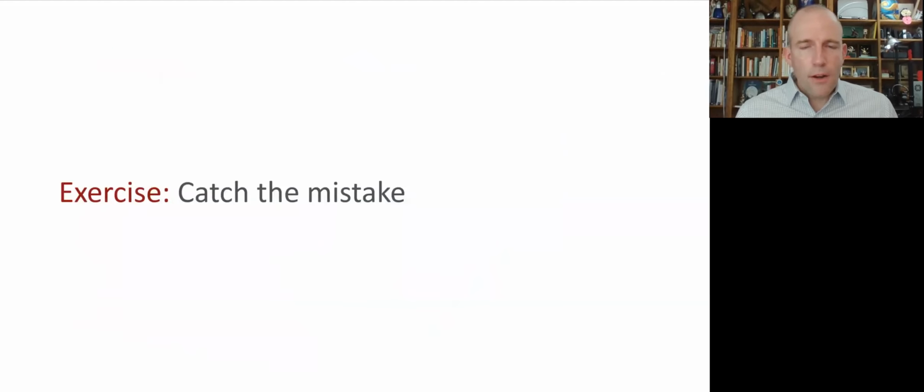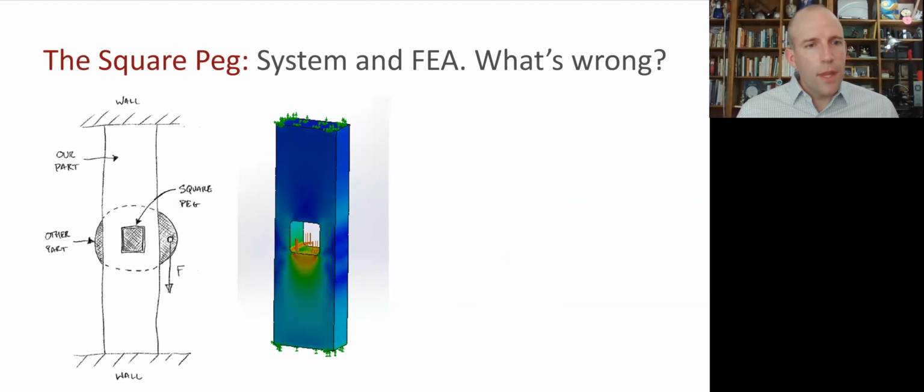All right, our next exercise, we're going to try to catch an error. So here's the scenario. You are designing a component that can connect to a wall at the top and the bottom, and you have this clip component that needs to be supported. And it's got a square peg and this force from a rope that will pull down hard. And you've generated a bunch of candidate designs. This is one of them.